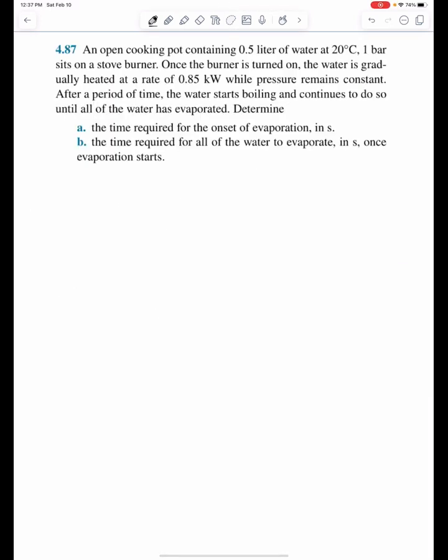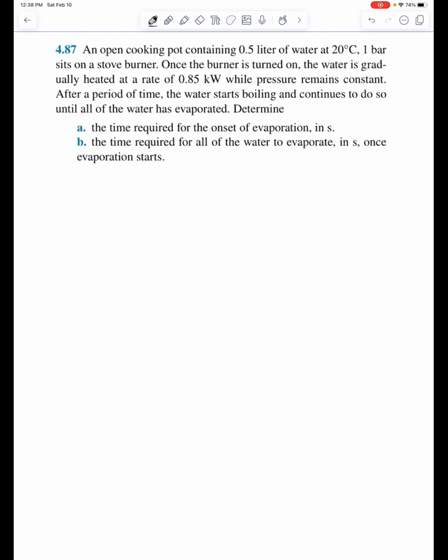All right, now on to our second and final transient problem for this recording. In this problem, it says an open cooking pot with 0.5 liters of water is at 20 degrees Celsius and 1 bar. So kind of like STP. And it sits on a stove burner. Once the burner is turned on, the water is gradually heated at this heat transfer rate, and pressure remains constant. After a period of time, the water starts boiling and continues to do so until all the water has evaporated. So we're asked to determine the time it takes for onset of evaporation, as well as the time it takes for all the water to evaporate.